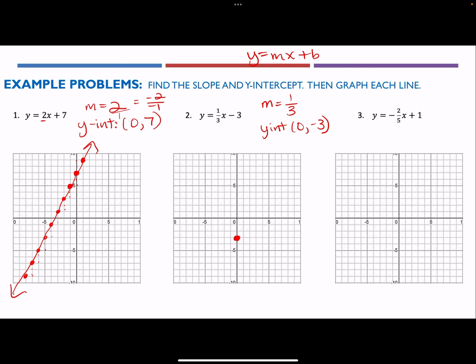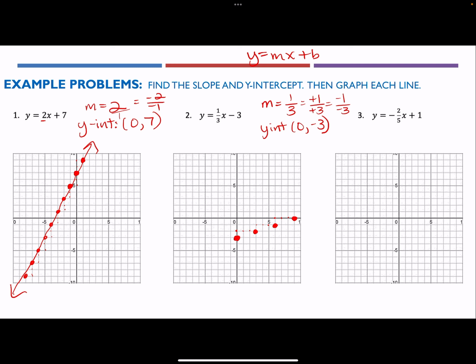Now, check it out. My slope is 1/3. So I could go up 1 and 3 to the right, or I could go down 1 and 3 to the left, right? Because a negative over negative or a positive over positive gives me a positive 1/3. So let me go up 1 and then 3 to the right. Up 1, 3 to the right.